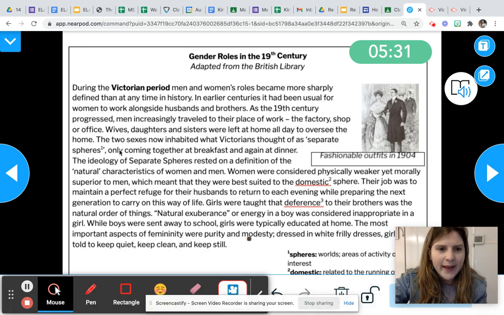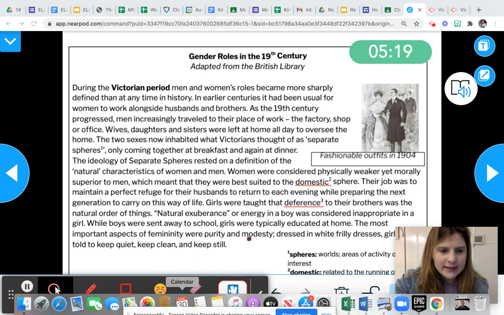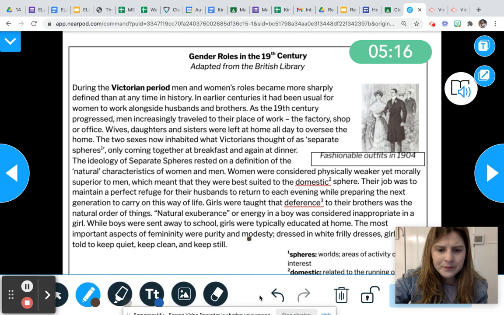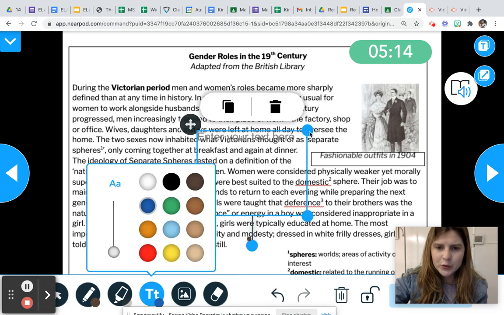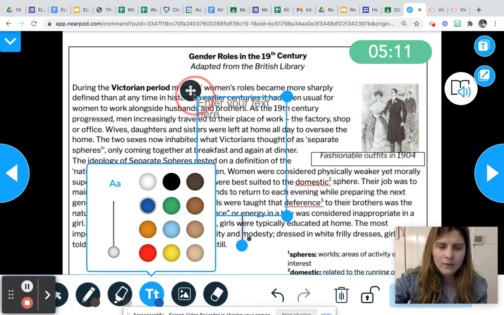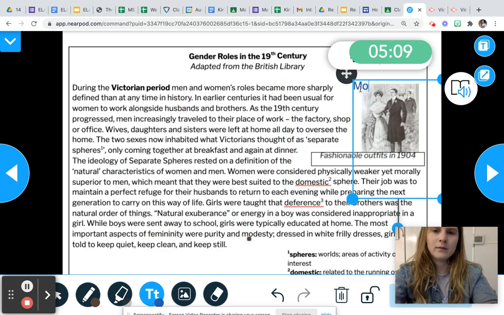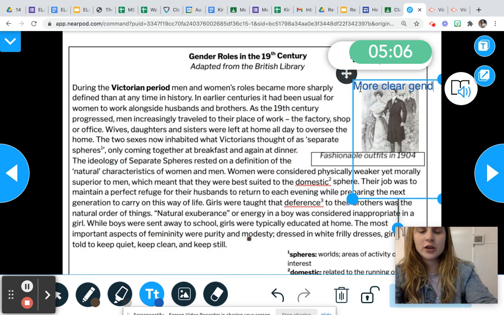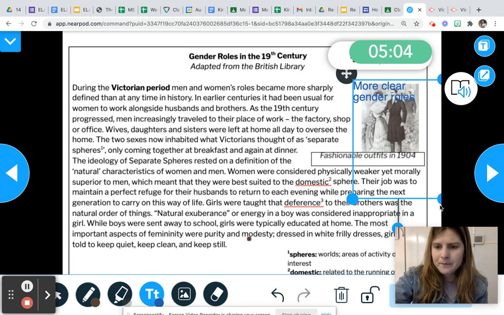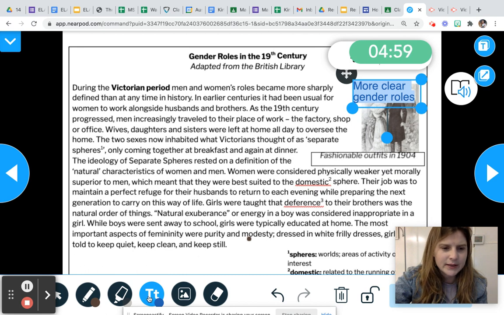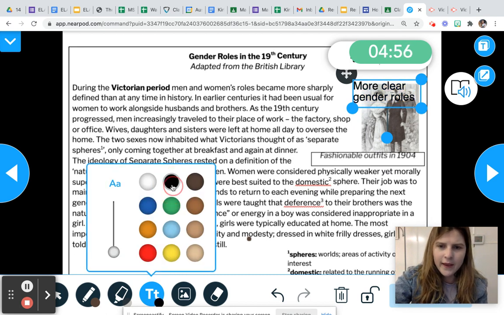All right, so it says, "During the Victorian period, men and women's roles became more sharply defined than at any time in history." Cool. So I'm going to go ahead and take a note here. My note is going to be: more clear gender roles. Because I know they're sharply defined right now, more than they have ever been.